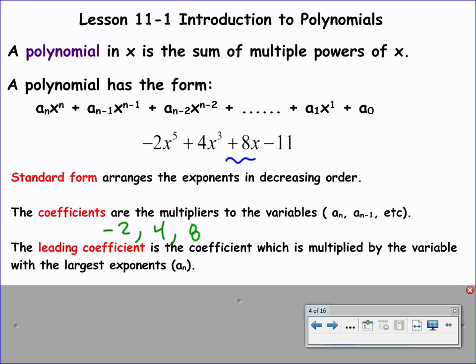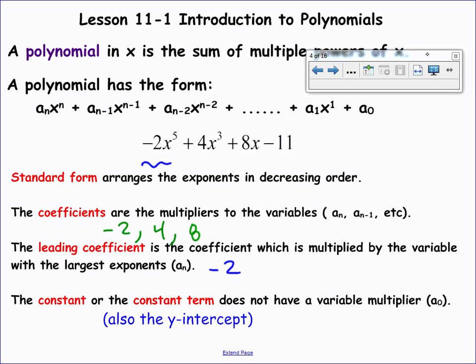The leading coefficient is the coefficient that appears on the highest degree exponent. In this case, my highest exponent was x to the fifth. That term gives the leading coefficient of negative 2. So we've already seen that negative 2 is a coefficient because it's on the highest degree term, the highest exponent term. It's also the leading coefficient.